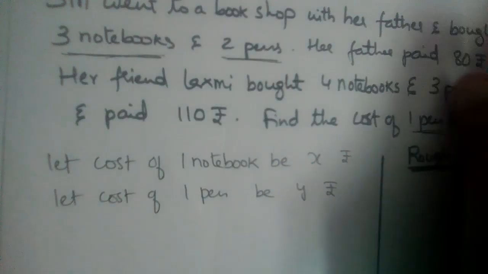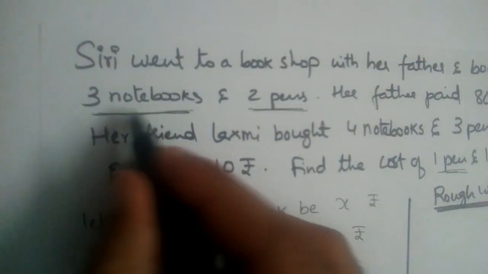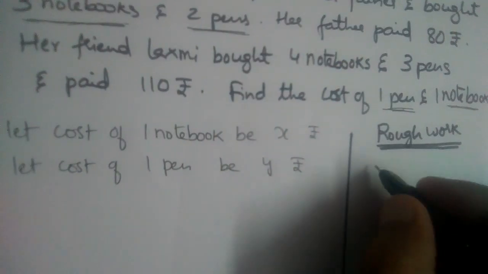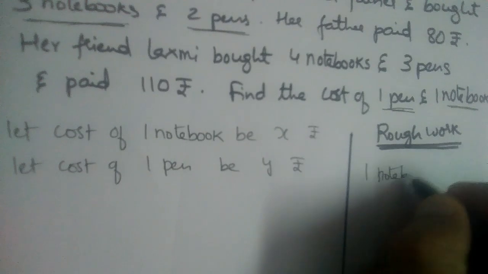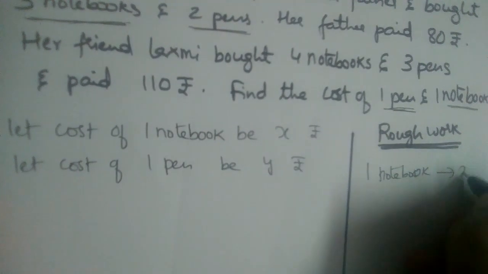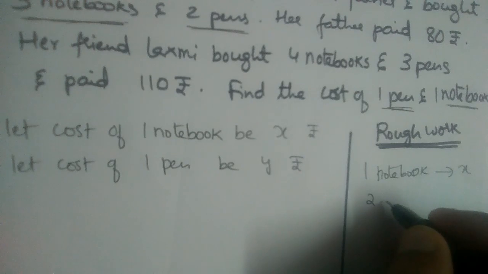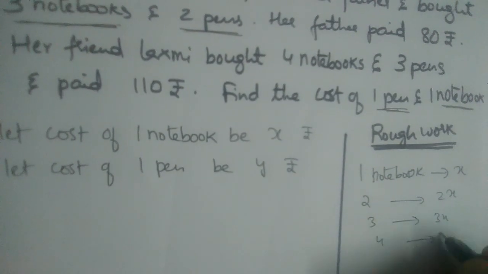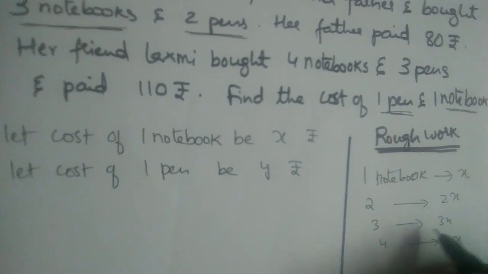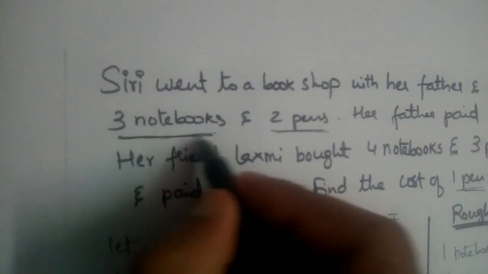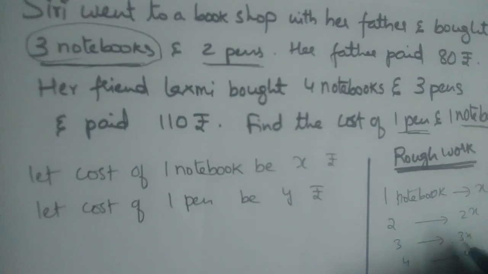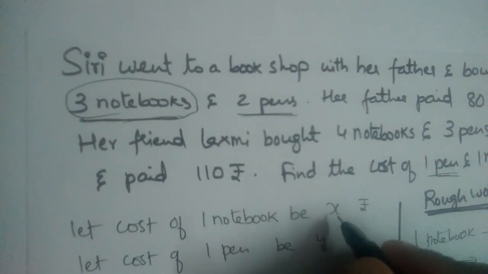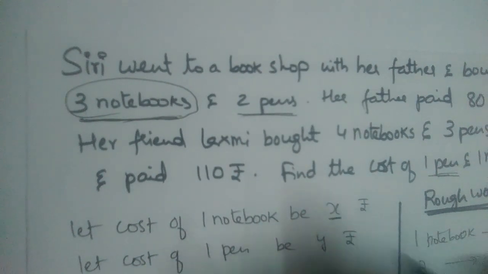All right, now in the first situation, how many notebooks are there? 3 notebooks and 2 pens, right? So here in the rough work I'm writing, cost of 1 notebook is equal to how much? x rupees, right? So cost of 2 notebooks will be 2x, double. Cost of 3 will be 3x and cost of 4 will be 4x, and so on, isn't it? So now we have 3 notebooks, so it will be 3 into x.